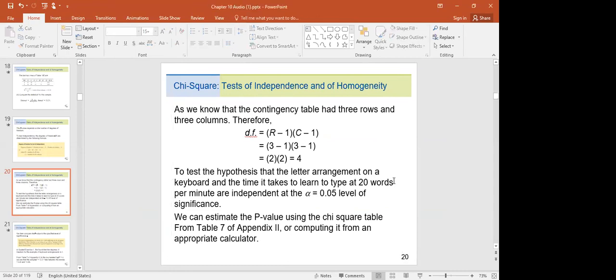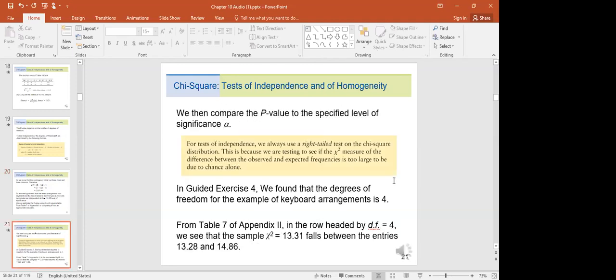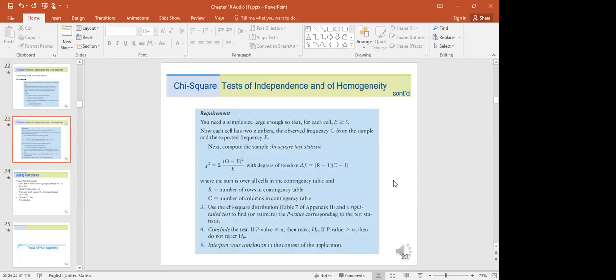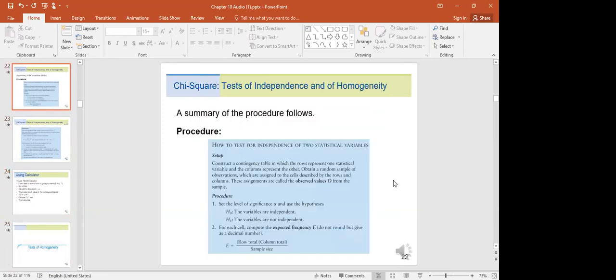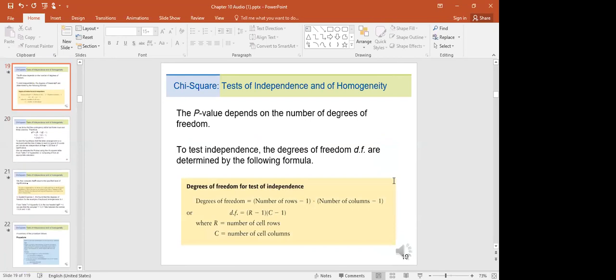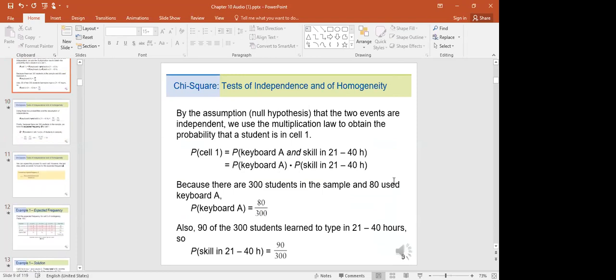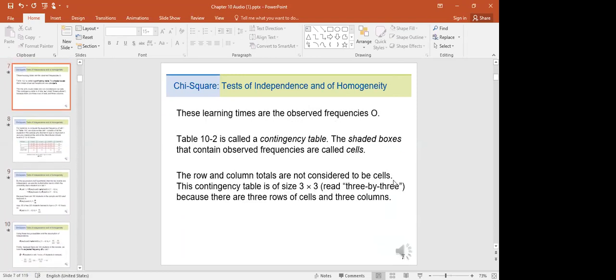Now, the null hypothesis was keyboard and learning time are independent. So if we reject it, then our conclusion will be there is enough evidence to reject the claim that keyboard and time of learning are independent. Because at the beginning of the problem, the question was, are keyboard arrangement and learning time independent?